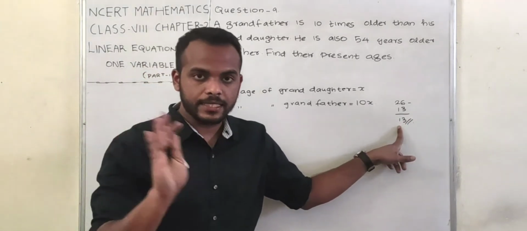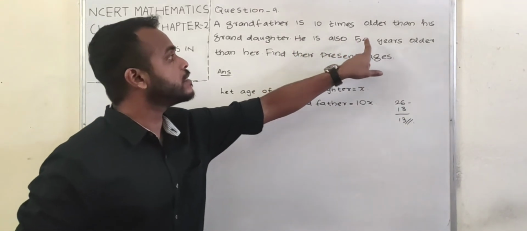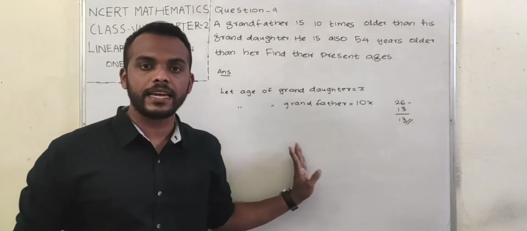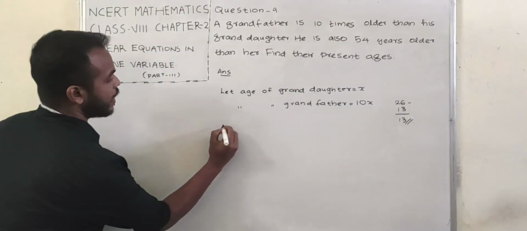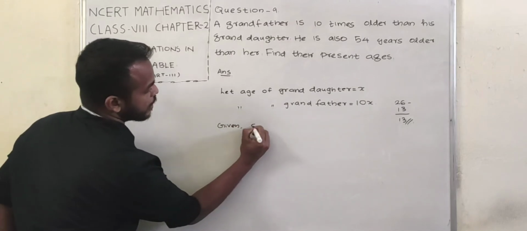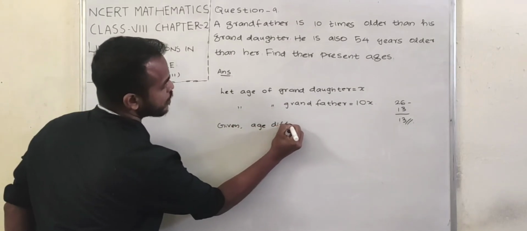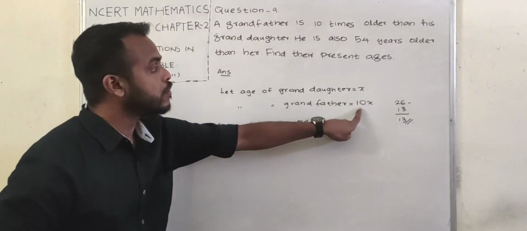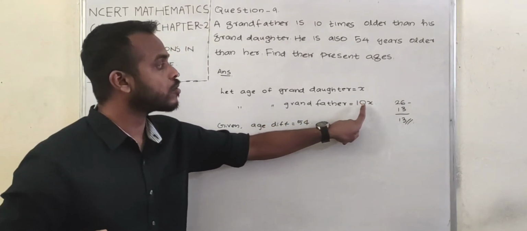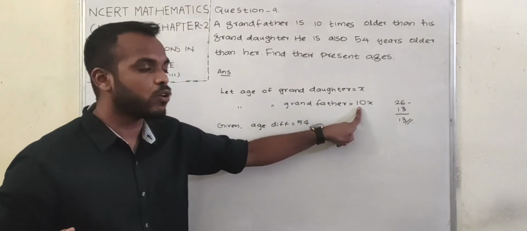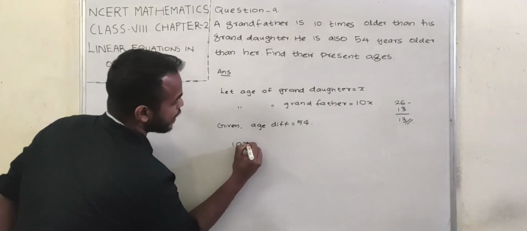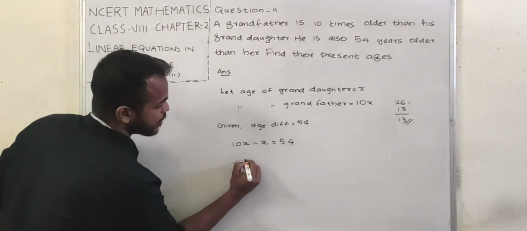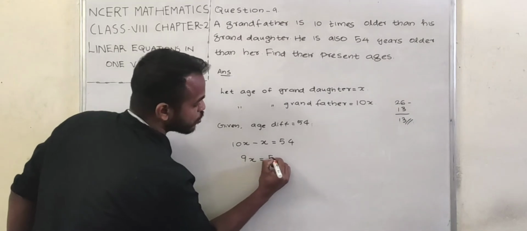Is the concept clear? The same way, if it is given that the grandfather is 54 years older than the granddaughter, the difference of their ages will be 54. So you can say given age difference is equal to 54. Now we have already considered their ages. Who is older? Of course, grandfather is older. So we can write 10x minus x will be 54. What is 10x minus x? It is 9x is equal to 54.